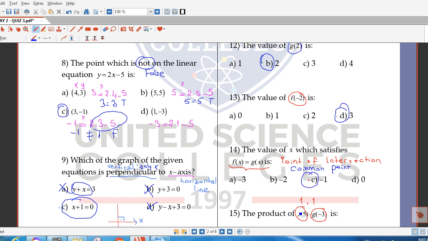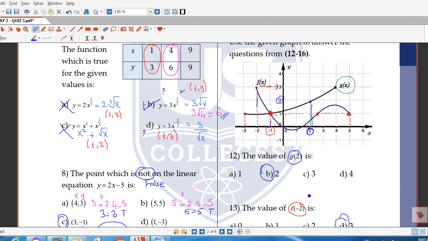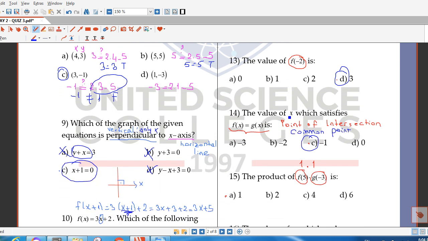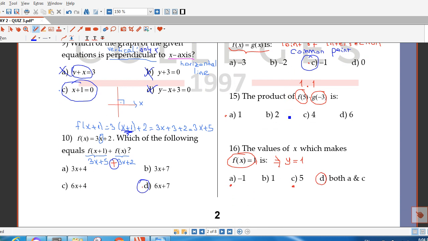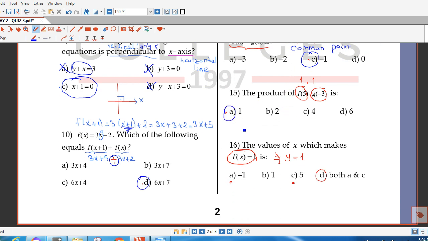By using the graph, find the product of f of 5 times g of negative 3. For f of 5, find 5 on x and go through f, so it will be 1. For g of negative 3, find negative 3 on the g function and go through y, it is also 1. 1 times 1 is equal to 1. Answer of question 15 is A.